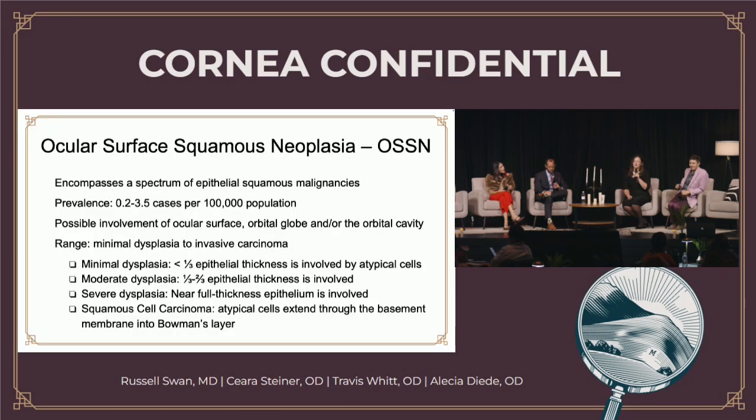All right, this was OSSN. I'm going to give you guys a little bit of background of OSSN. It really encompasses a spectrum of epithelial squamous malignancies. It's about a 0.2 to 3.5 per 100,000 in the population. It can involve both the ocular surface, orbital globe, and the orbital cavity. There's a really big range.